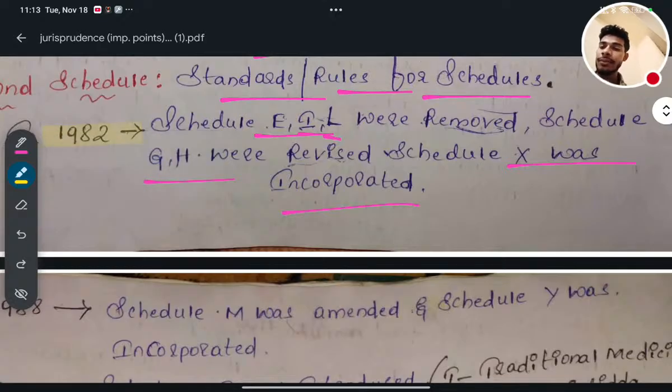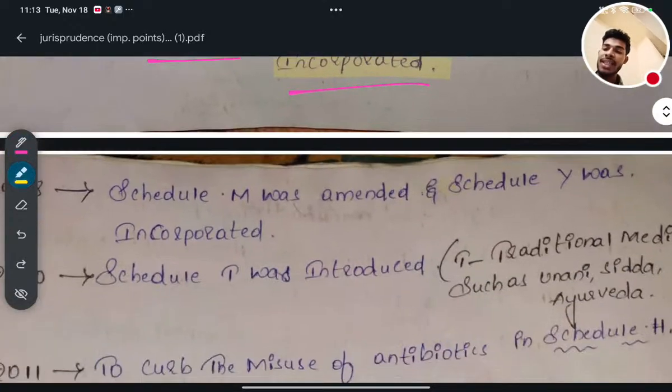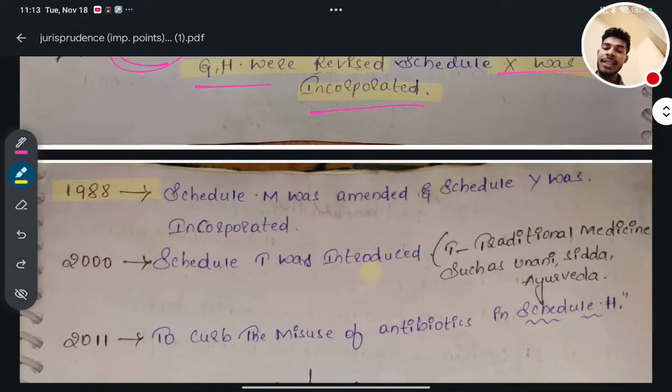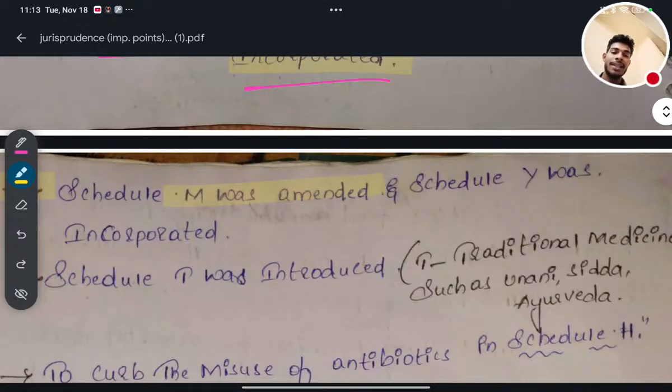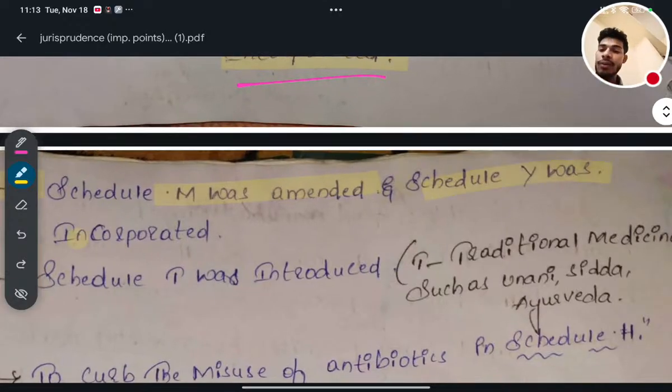In 1982, Schedule E, Schedule I, and Schedule L were removed. Schedule G and H were revised, and Schedule X was incorporated. In which year? In 1982. Okay. Next, in 1988, Schedule M was amended and Schedule Y was incorporated.